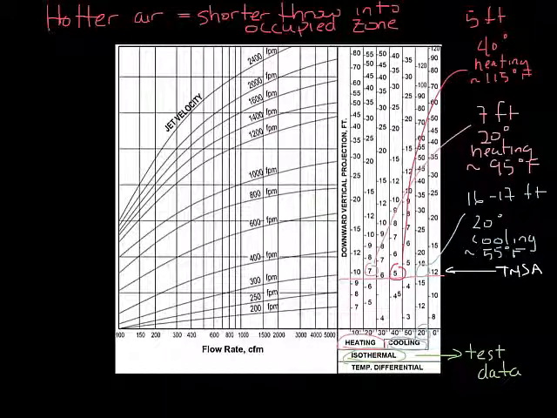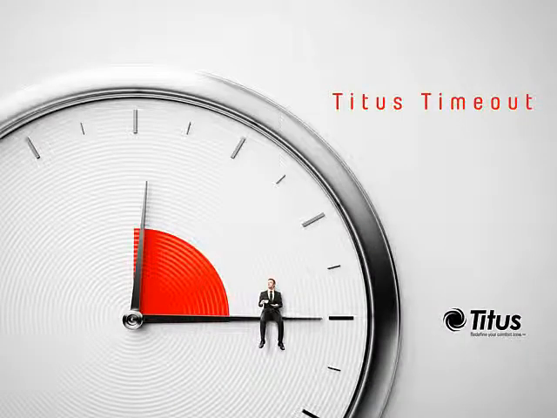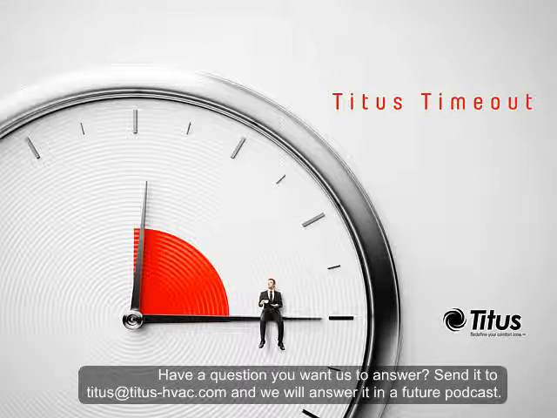Every now and then we see a VAV box selected at a really high discharge temperature, say 130 degrees. So using this chart, you can see that the throw would be less than 5 feet, maybe it's 3 feet, and it's going to be much harder to get the heat into the occupied zone. We'll cover heating, specifically perimeter heating, in a future podcast.